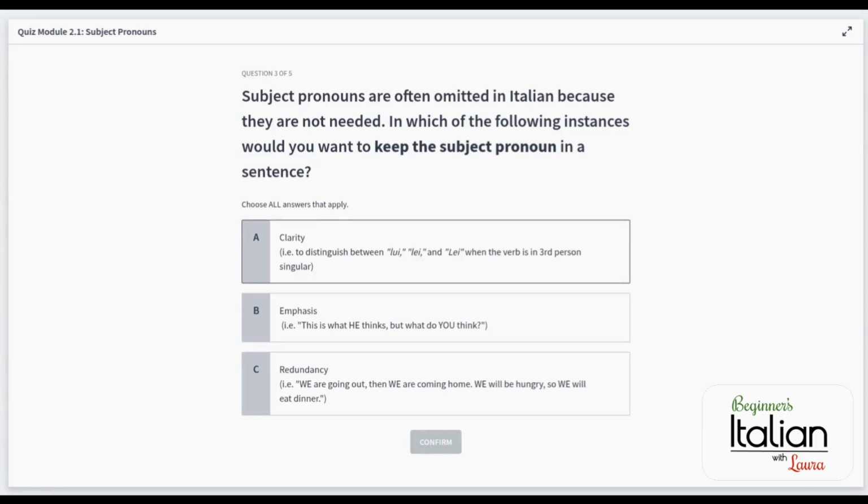A, clarity. For example, to distinguish between lui, lei, and Lei, formal, when the verb is in the third person singular. B, emphasis. For example, this is what he thinks, but what do you think? Or C, to keep redundancy. For example, we are going out, then we are coming home. We will be hungry, so we will eat dinner.